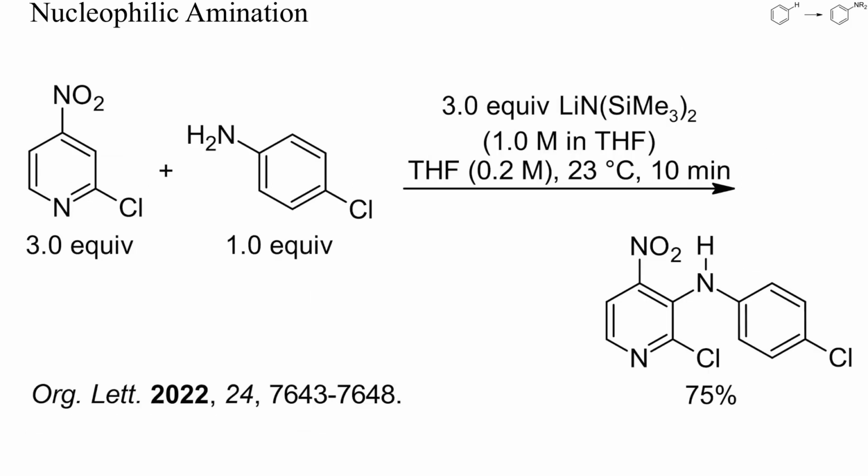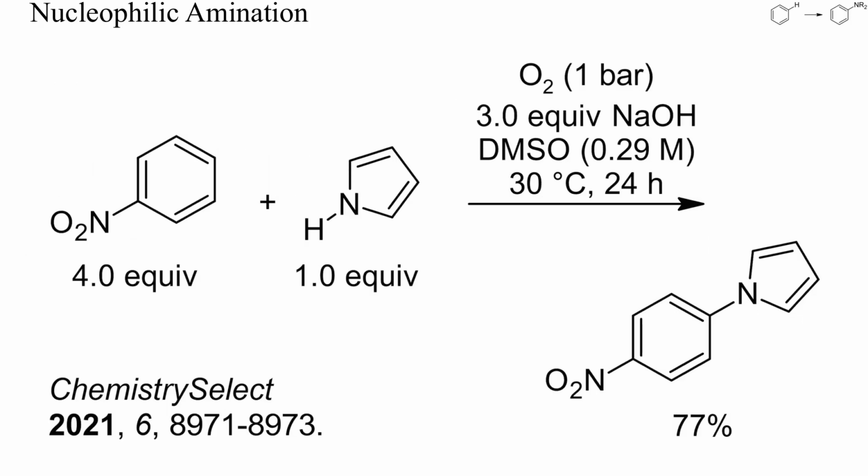This example is similar to the previous one. Instead of chloride, hydride was substituted when lithiated 4-chloroaniline reacted with 2-chloro-4-nitropyridine. The excess nitropyridine apparently acted as oxidant, and a high yield of product was obtained after only 10 minutes at room temperature. In this example, pyrrole was arylated with nitrobenzene by treatment with an excess of sodium hydroxide in DMSO. The oxidant was oxygen, and only one isomer was obtained in high yield.